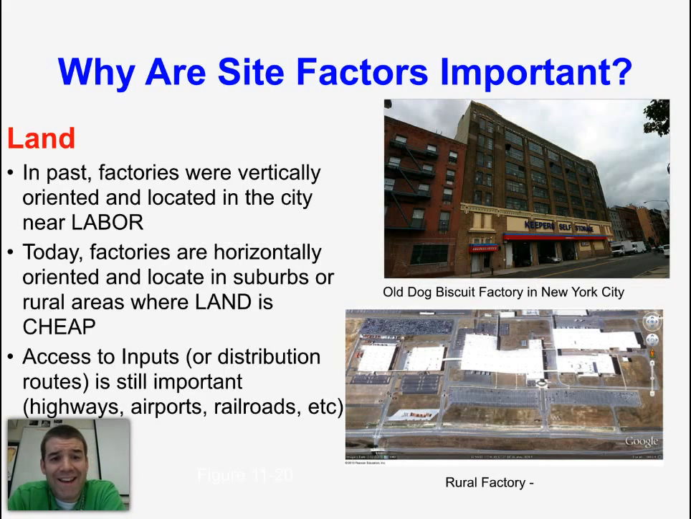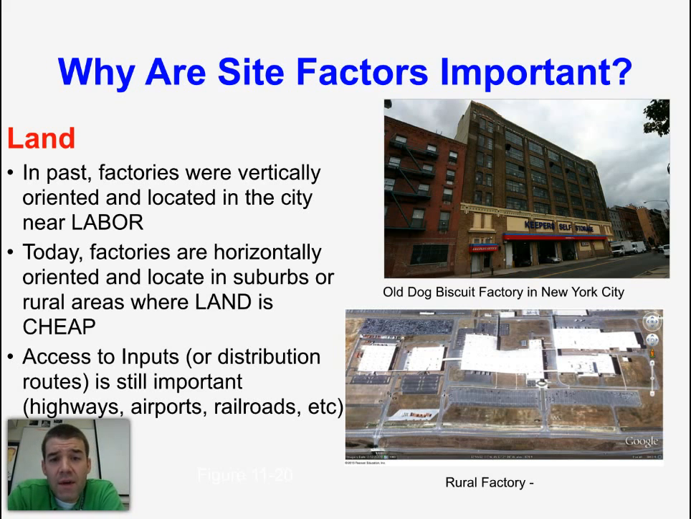Another factor is land. In the past, because of the site factor of labor, factories would locate right in urban areas where the labor was accessible and very nearby. And usually they had small footprints. In other words, they had vertically oriented buildings. In other words, they'd have several floors, and the factories would be at various floors in the building, but it was usually in urban areas where they could get to labor.